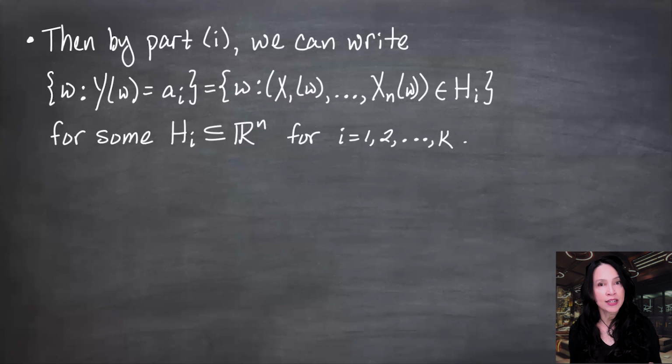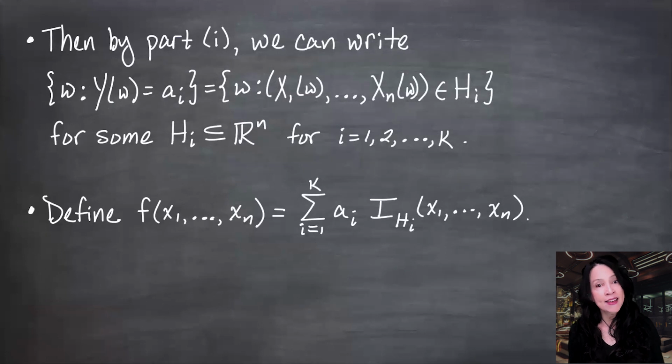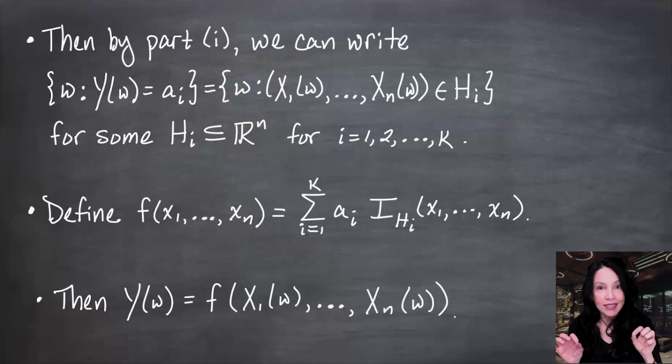Let's define the function f of x1 through xn, and this is just a function, there's nothing random here, as a sum of the coefficients little ai times the indicators that say that the point you're plugging in is in one of these sets, h1 through hk. So this looks like the way we can define any simple random variable, but there's no randomness here. And y of omega is equal to f of this with the random variables x1 of omega through xn of omega plugged in.